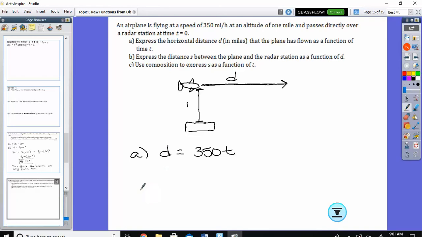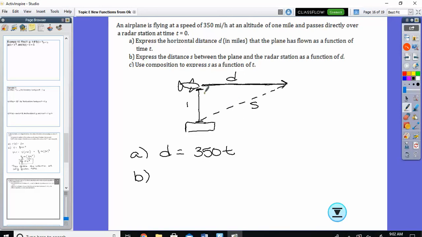All right. Part B. Express the distance s between the plane and the radar station. Where would that go in my picture? The plane's going to be out here. Yeah, I'm looking at this. I'm calling that s as a function of d. So I'm trying to find some formula for how I might find my s. I'm just looking at this picture.